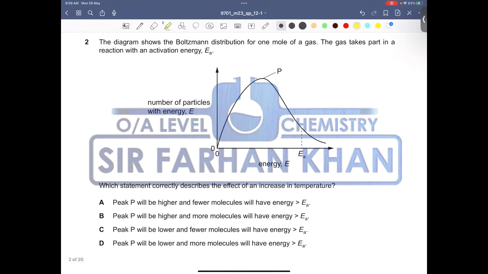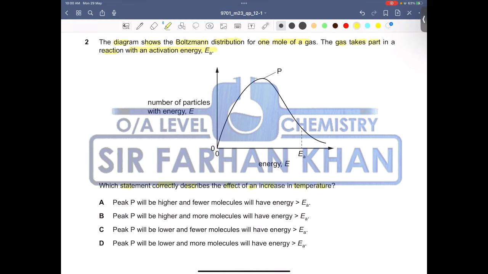Question number 2. The diagram shows the Boltzmann distribution for 1 mole of a gas. The gas takes part in a reaction with an activation energy EA. All right. So on the y-axis, we have number of particles with energy. On the x-axis, we have energy, also called kinetic energy. So which statement correctly describes the effect of an increase in temperature?